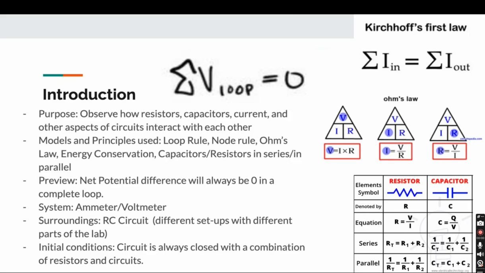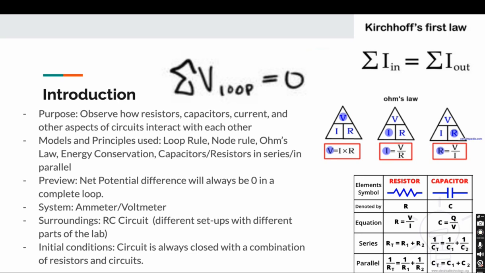So the purpose of this lab is to observe how resistors, capacitors, current, and other aspects of circuits interact with each other in different scenarios. Some of the main models and principles used are the loop rule, so the sum of the potential will be zero in a round trip; the node rule, which is the sum of the current into a node is the sum of the current out of the node; and Ohm's law, which is the voltage is equal to the current times the resistance; energy conservation. And then some rules about capacitors and resistors in series and parallel, which you can see in the bottom right corner in that chart.